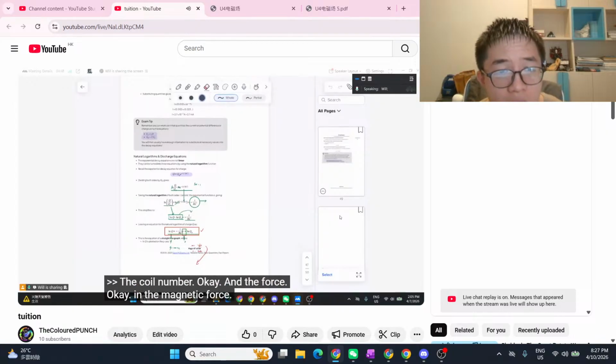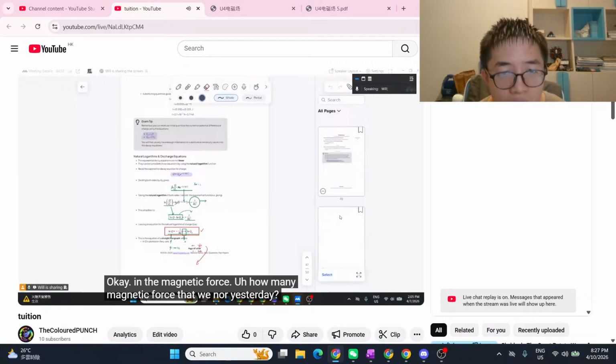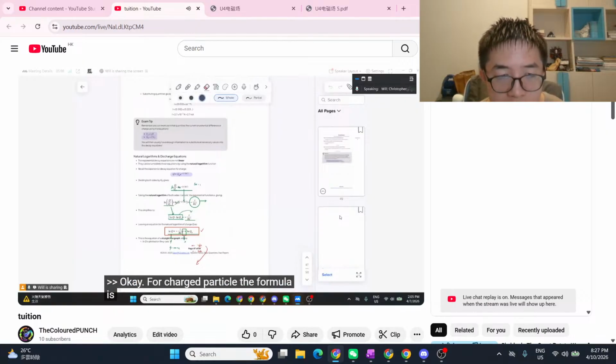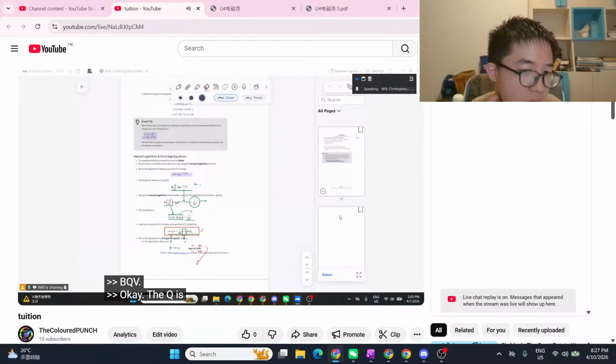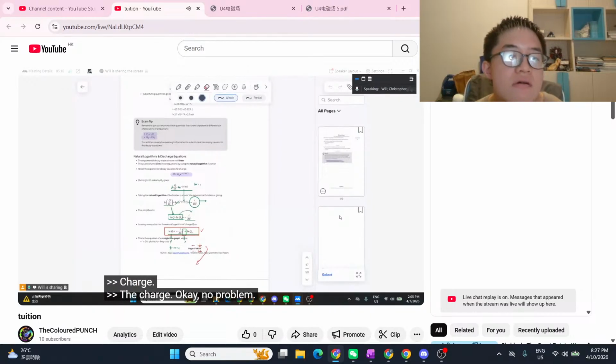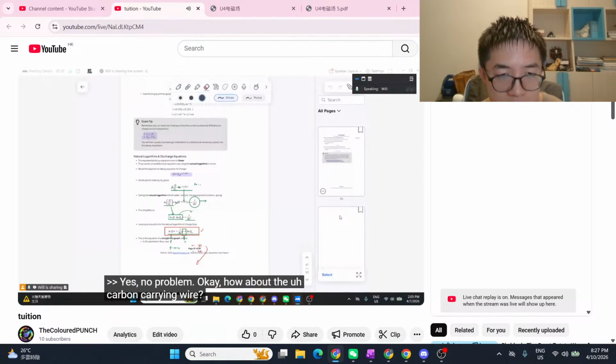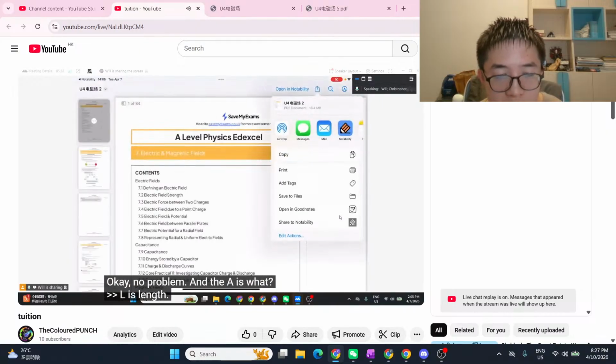Okay, and the force. In the magnetic force, how many magnetic forces did we learn yesterday? Magnetic force depends on whether it's a charged particle or current. For a charged particle, the formula is BQV. The Q is what? The charge. Okay, no problem. And the B is what? The magnetic flux density. Okay, how about the current-carrying wire? BIL. Okay, no problem. And the L is what? L is the length, right?